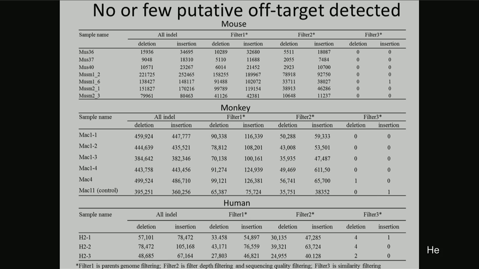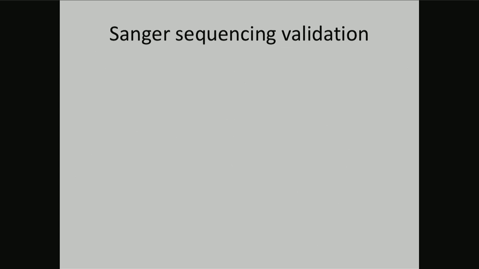That's true for both monkey and mouse. Sometimes we get 0, sometimes we get 1 or 2. So there are only a few putative off-targets detected by this method. Then we pull out these off-targets, and we do Sanger sequencing to validate them.